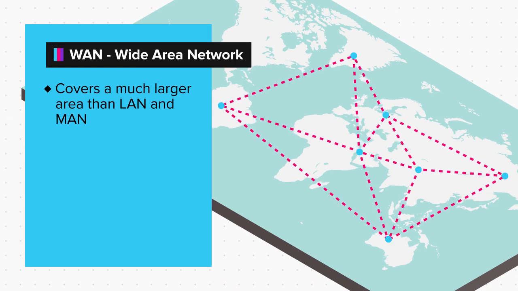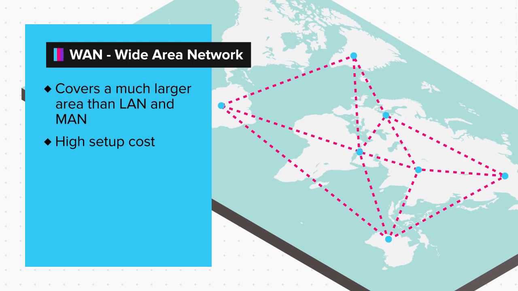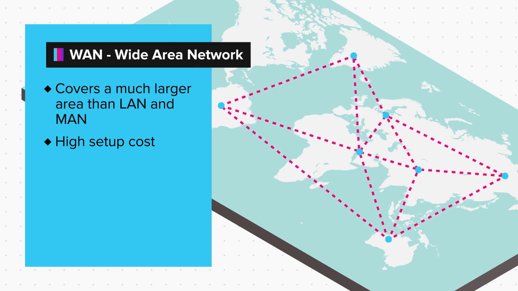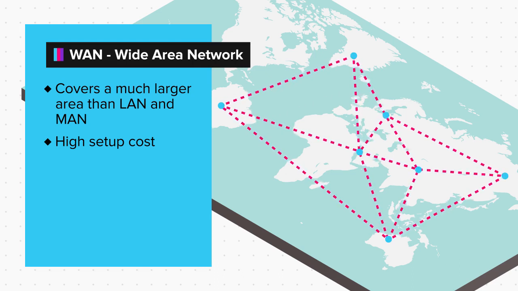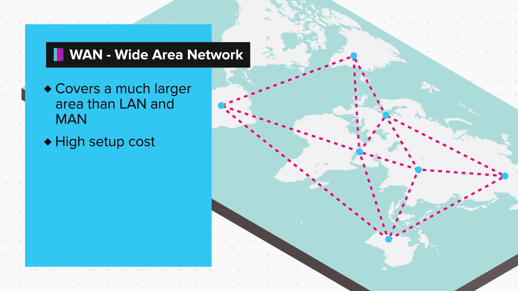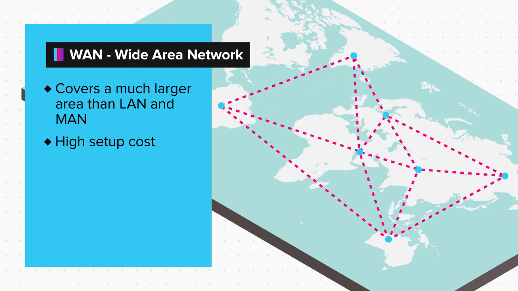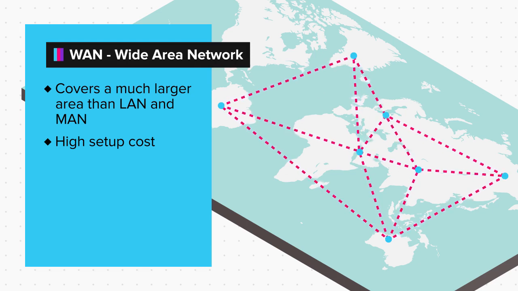WAN covers a much larger area than LAN and MAN. The setup cost is much more expensive than LAN and MAN. A perfect example is the Internet, which is a publicly available WAN to which anyone across the world can connect to. Some other examples are satellite communication used by televisions and even your telecom operators like Airtel, Reliance, BSNL, etc.